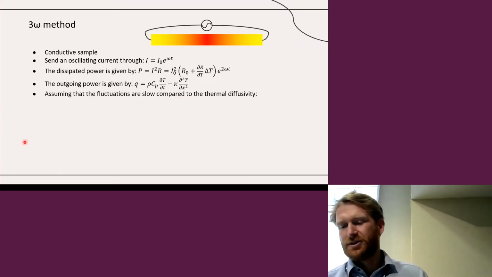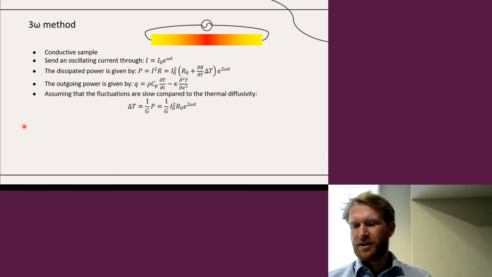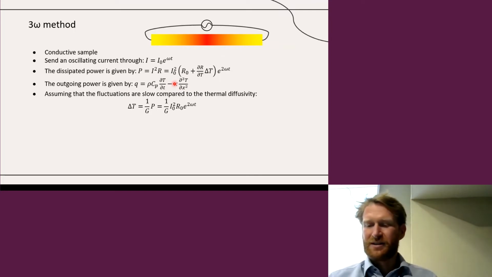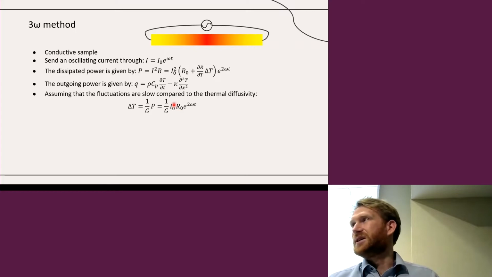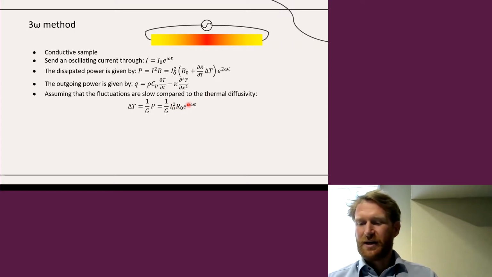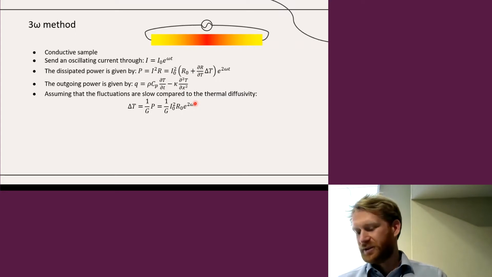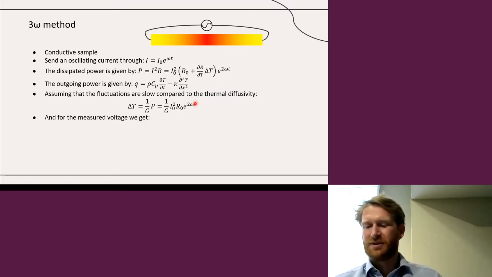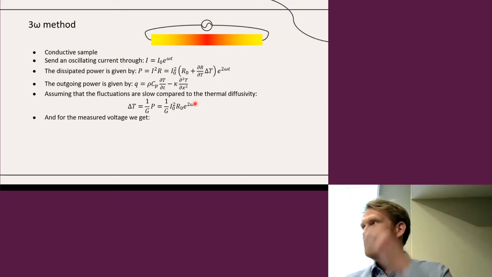But if we are assuming that these fluctuations are slow, we can only look at the second part of this term, where then we get sort of the steady state 2 omega method, where our change in temperature is simply proportional to our current squared, with a frequency of twice the frequency that we were sending in. So this is, again, just to reiterate, for very low frequencies.